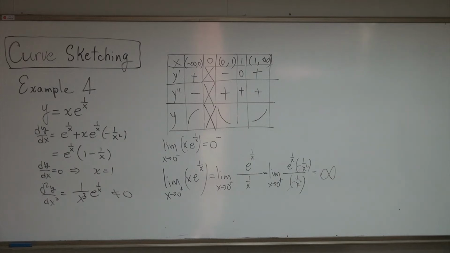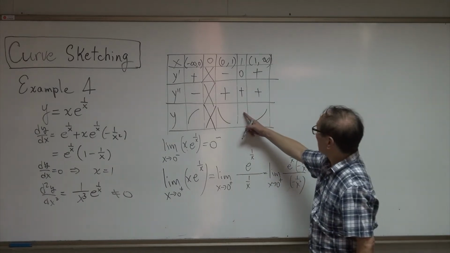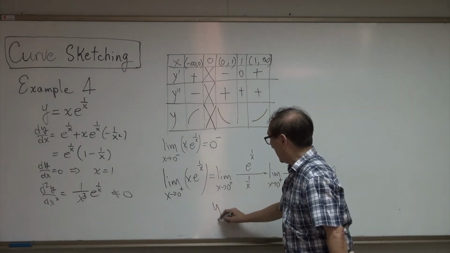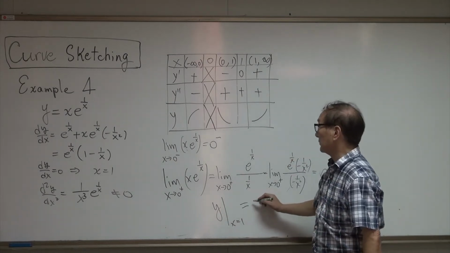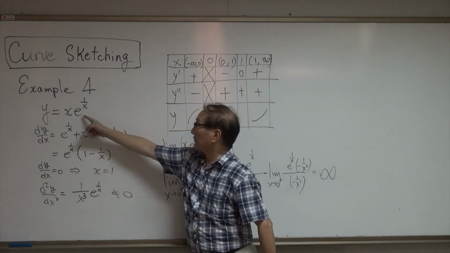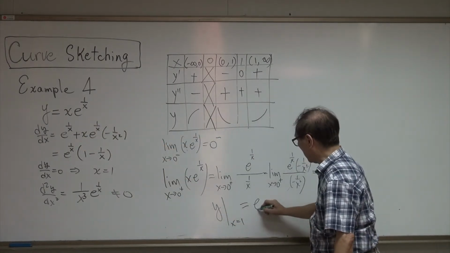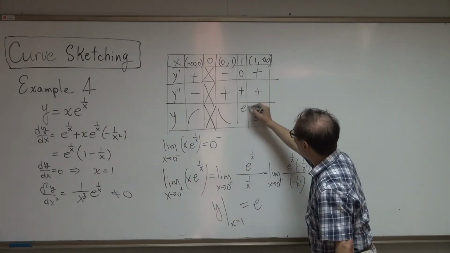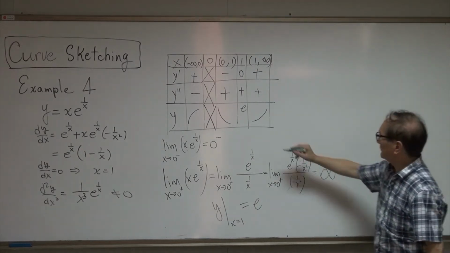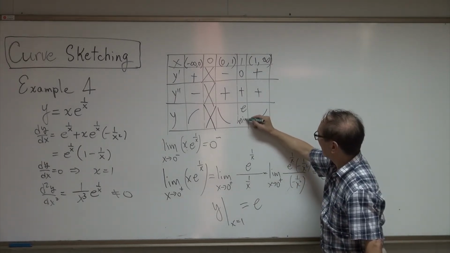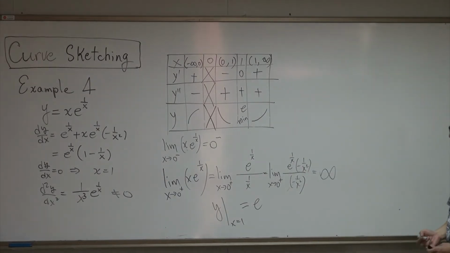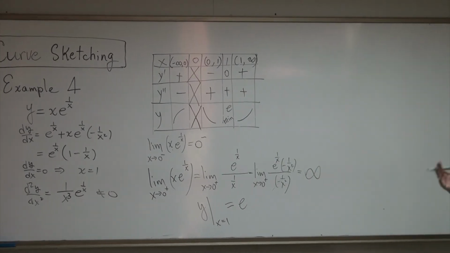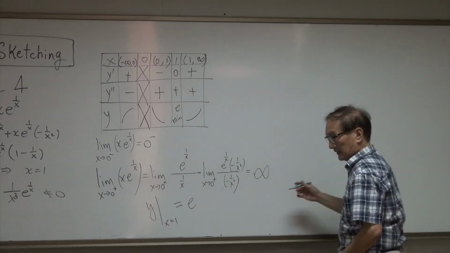Okay. And for this one, when x is equal to 1, y is equal to 1 times e to the 1, so equal to e. So this is obvious, this is e. And this is the minimum, right? This is the minimum. 0 is the minimum.